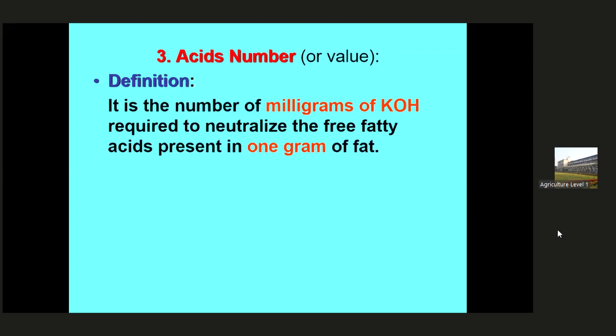But if it is within the reference number, I mean the acceptability limit, then you can consume it. Otherwise, you have to send it to the varnish, paint and soap factory to make different types of varnish, paint and soap, because it lost its acceptability for consumption. So based on this number, you can easily identify whether the fat is fit to consume or not.